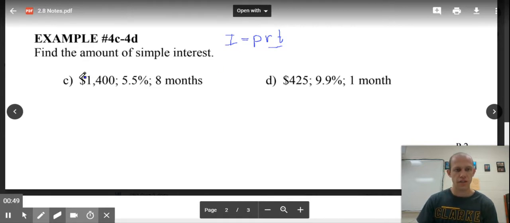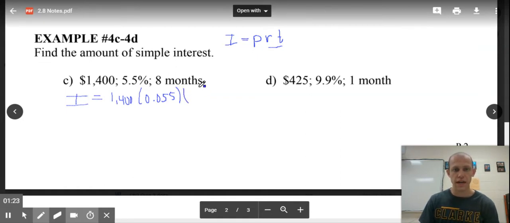So for example, down here, I see 5.5%. So I assume that's an annual amount per year. So the interest would be calculated by the principal multiplied by the percent as a number. Remember, don't forget this 0 right here. That 0 is necessary. This is 55 thousandths or 5.5 hundredths, and percents are always out of 100.